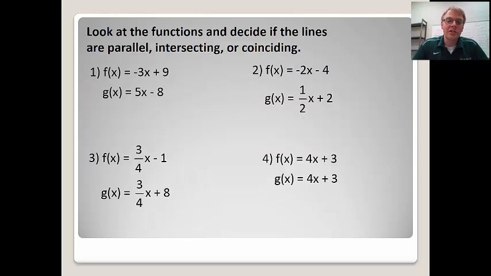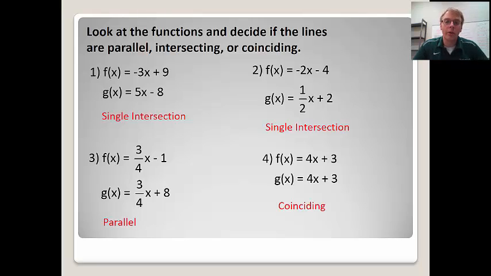So let's take a look at each of these. In the first one, we can see right off the bat that m is -3 in f of x, and the slope is 5 in g of x, so these are going to be a single intersection. In number 2, same deal. Slopes are different, single intersection. Now in number 3, our slopes are the same, so we've got to ask ourselves a question: are we dealing with coinciding lines, or are we dealing with parallel lines? Well, since the b values are different, the y-intercepts are different, so these are parallel. In number 4, you can see same slope, same y-intercept. These are going to be coinciding.